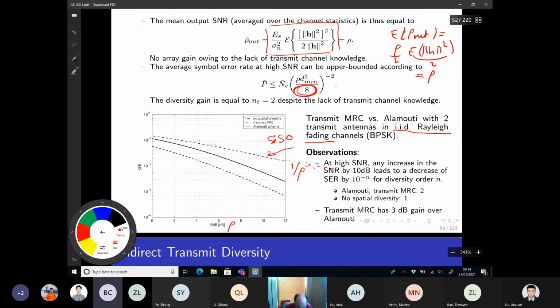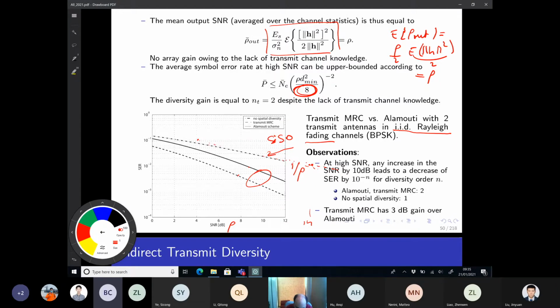You can imagine you go from 10 to the minus 1 here to roughly 10 to the minus 2, and you go from 4 dB SNR to roughly 14 dB SNR, right? So if you increase the SNR by 10 dB, or by a factor of 10, essentially your error probability will fall only by a factor of 10. If you go to those two, now we have 2 transmit antennas. This line here is with the Alamouti scheme. This line here is the transmit beamforming or maximum ratio transmission.